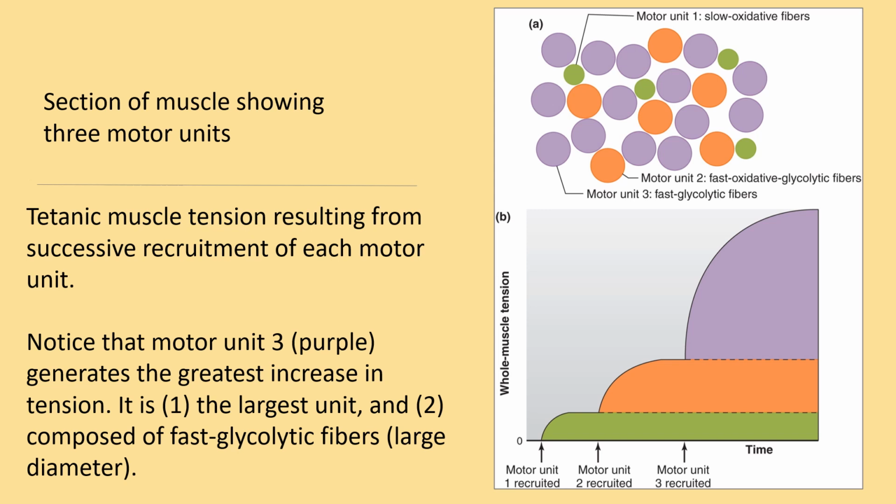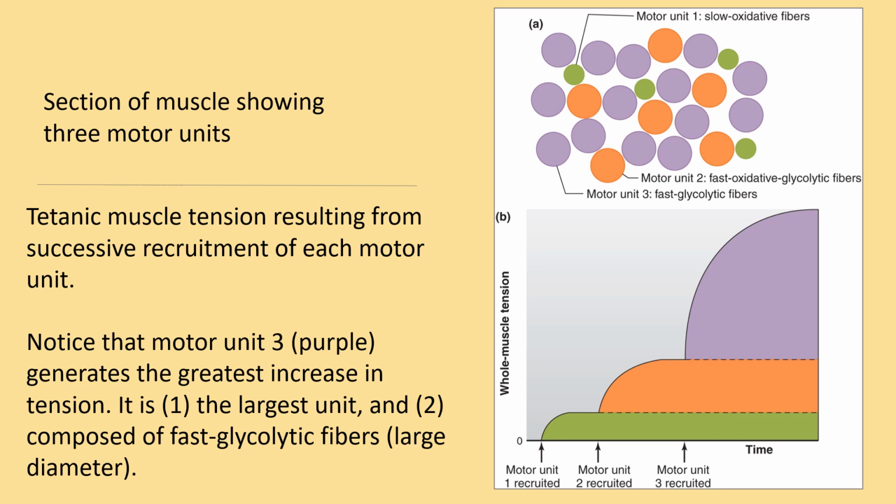On the vertical axis in panel B is whole muscle tension. So how much force is that sternocleidomastoid generating, that whole muscle tension? And then on the horizontal axis, we see time, and the little black arrows indicate the point in time when the next motor unit is activated, and that's called motor unit recruitment. So let's say I want to twist my head just a little bit, and motor unit number 1 gets recruited. Look at that, it's in green. It's those 4 slow oxidative fibers that start contracting.